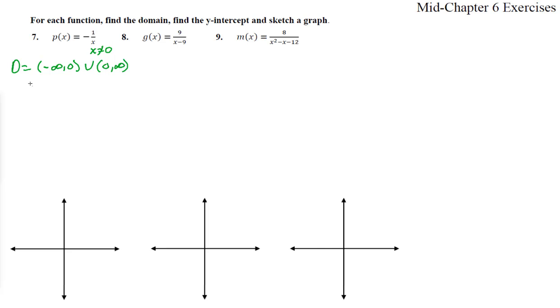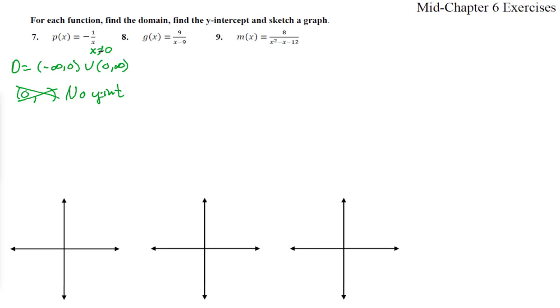Find the domain, find the y-intercept. So when we put x in as 0, what do we get out for y? Stick in 0 right there. Wait, we can't stick in 0. There is no y-intercept.